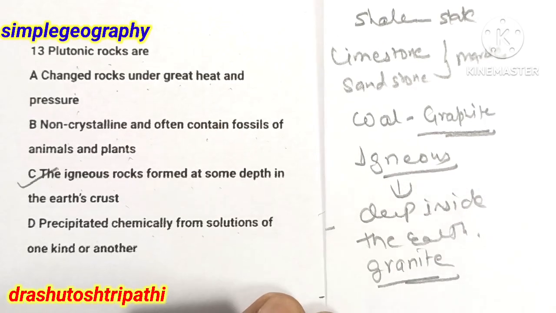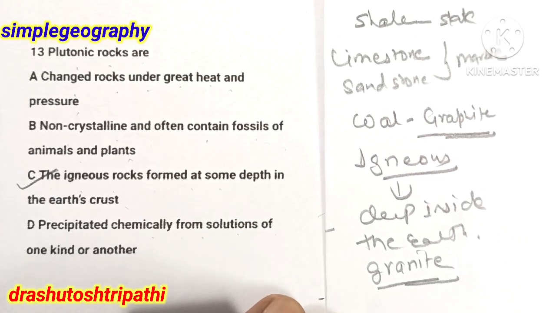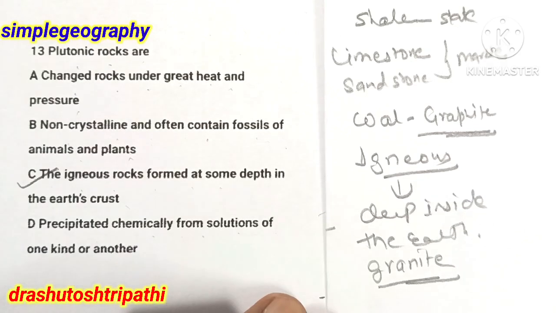Granite is the best example of plutonic rock. Why? Due to the slow rate of cooling inside the earth, these rocks have large granules. So answer C is correct.